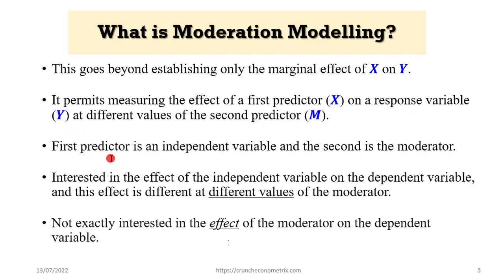The first predictor is an independent variable, and the second is the moderator. We are interested in the effect of the independent variable on the dependent variable, and this effect is different at different values of the moderator. We are not exactly interested in the effect of the moderator on the dependent variable.